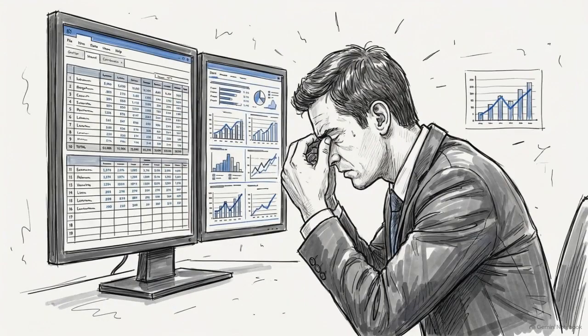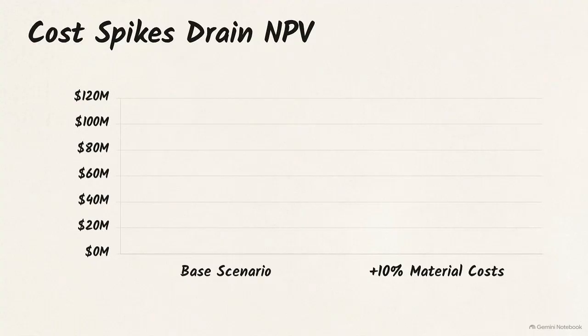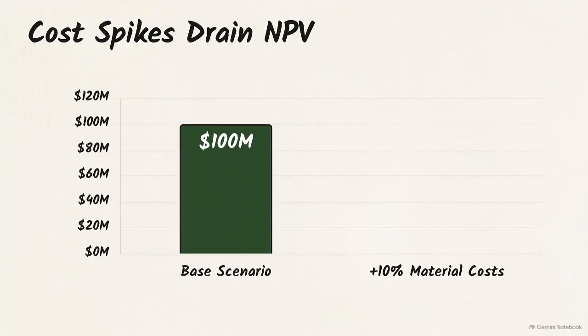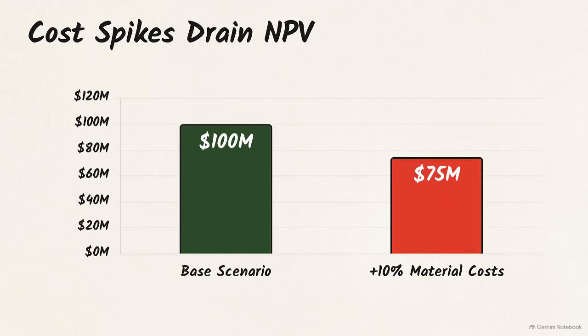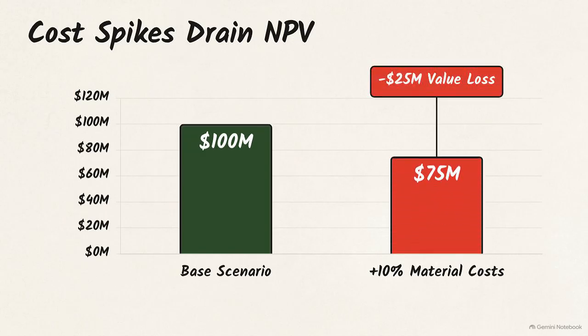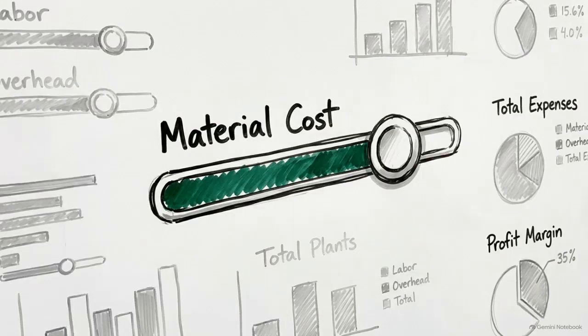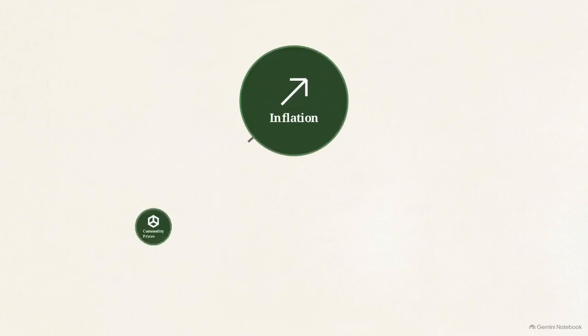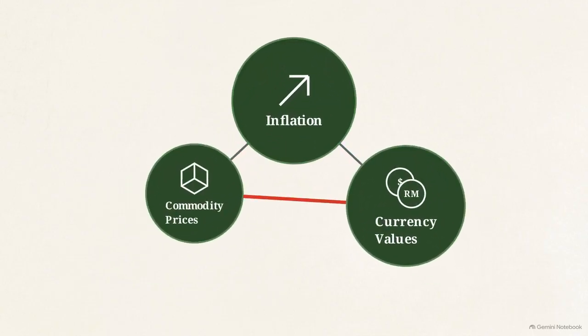Analysts know their baseline assumptions are flawed, so they attempt to stress test the model using sensitivity analysis. The mechanics of sensitivity analysis are basic. You shift exactly one variable, like raising material costs by 10%, and you observe the direct impact on the final net present value. The critical flaw here is isolation. Sensitivity analysis completely ignores variable interdependencies. In the real world, inflation, commodity prices, and currency values react to one another.